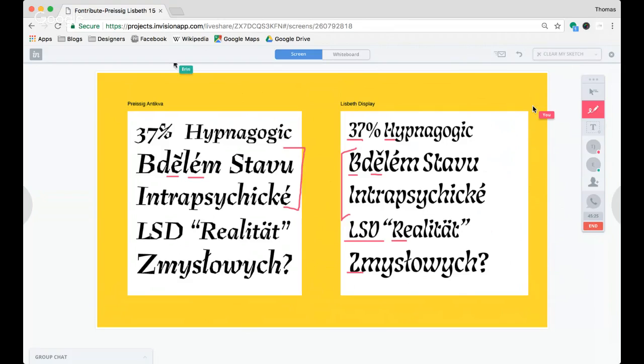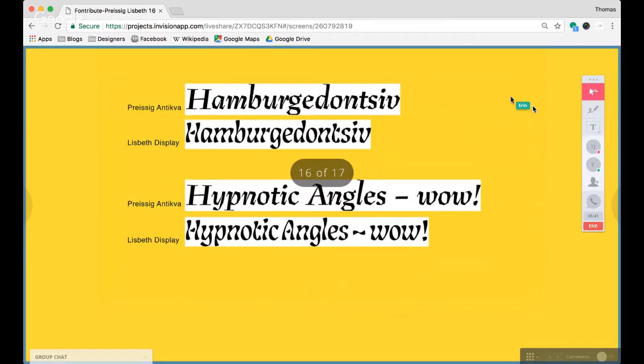And Preissig, like you said, the proportions overall are a lot more similar to a regular sort of texty typeface. So it's interesting that with that texture, you really have to show it up close to see the textural elements. Very cool. Love it. Hypnotic angles. Wow.